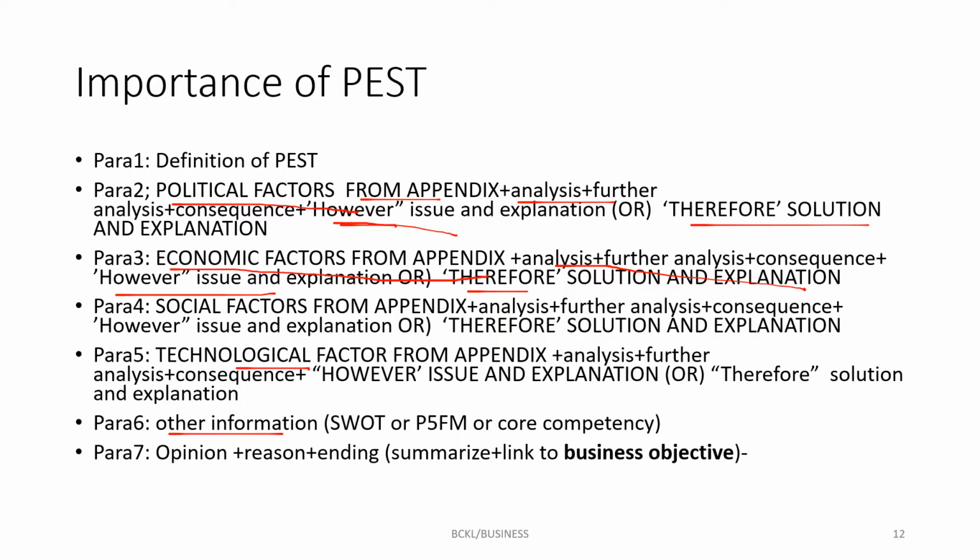So other information, you can talk about SWOT or Porter's five forces analysis or core competencies. But like I told you before, SWOT and PEST are a bit like the same. You will be talking about the same issues, so better avoid talking about SWOT. Better concentrate and take one of these, and then give your opinion based on paragraph 1 to 3, the reason why you think which one is most important. Then you end, and do not forget to link with the business objective: survival, growth, market dominance, and CSO.